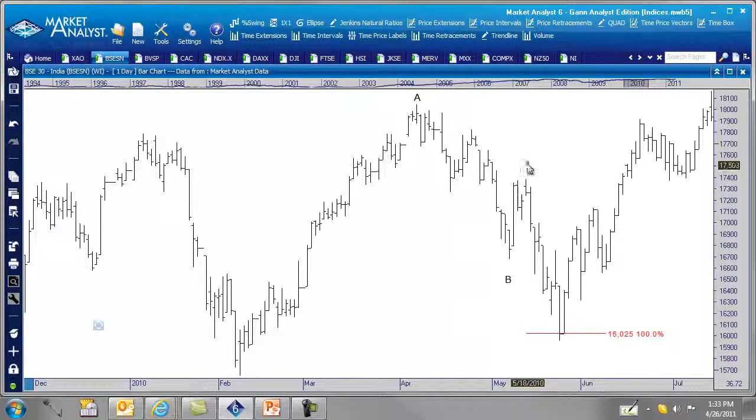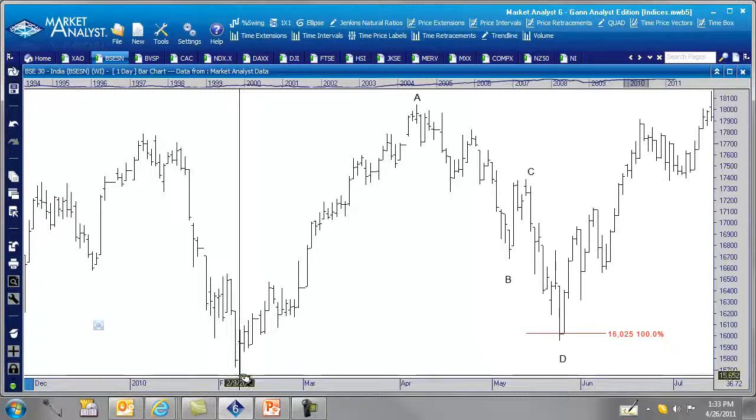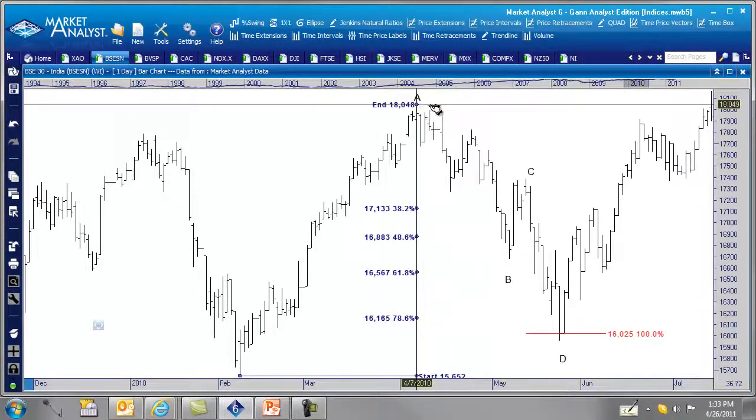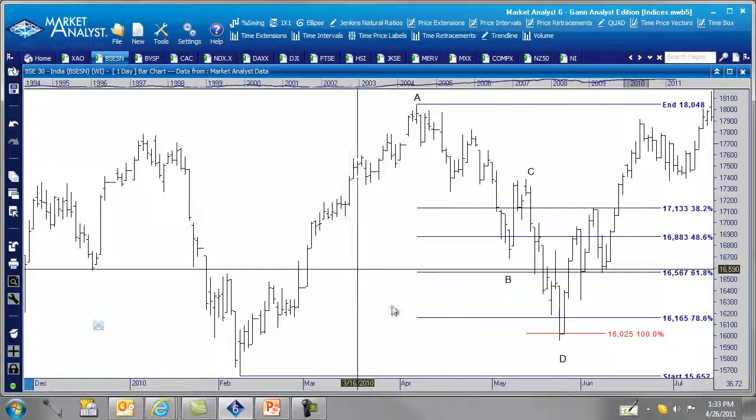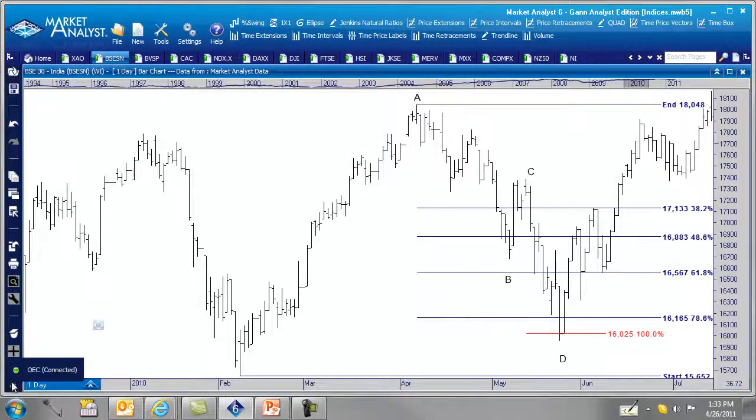And copy, paste. Call it D. Okay, so there's our projections for the AB equals CD on this move. Now let's do our price retracements. So go to price retracements, and we'll turn the lock back on here. Low, high, drag it across, and this is what we need to do.